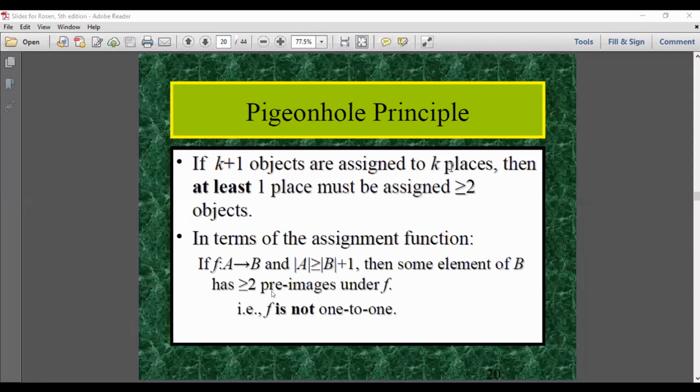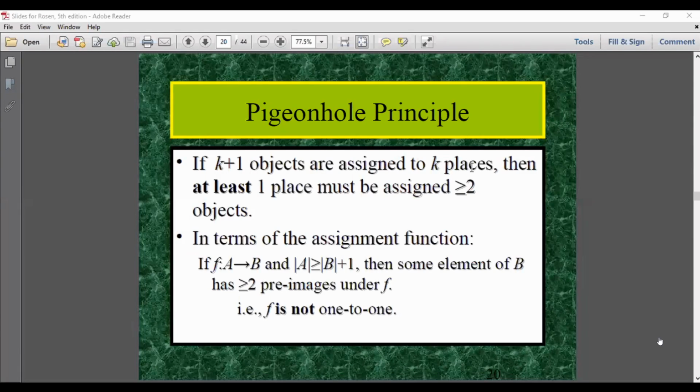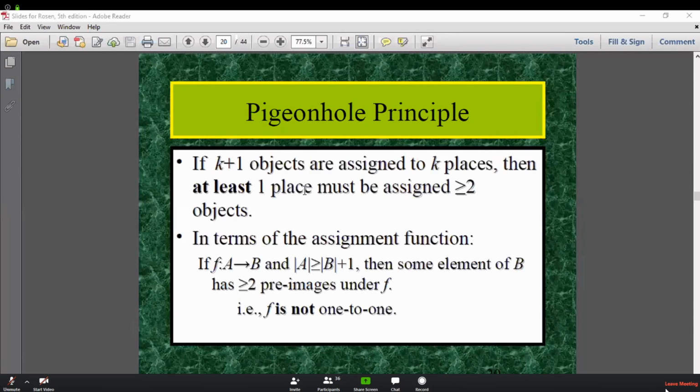So k plus 1 pigeons are assigned to go inside k number of nests or holes. If this happens, it clearly indicates that at least one place must be assigned more than one pigeon or object.